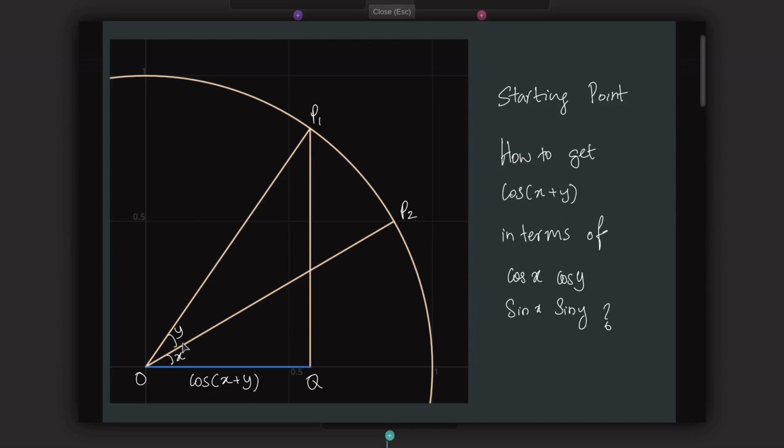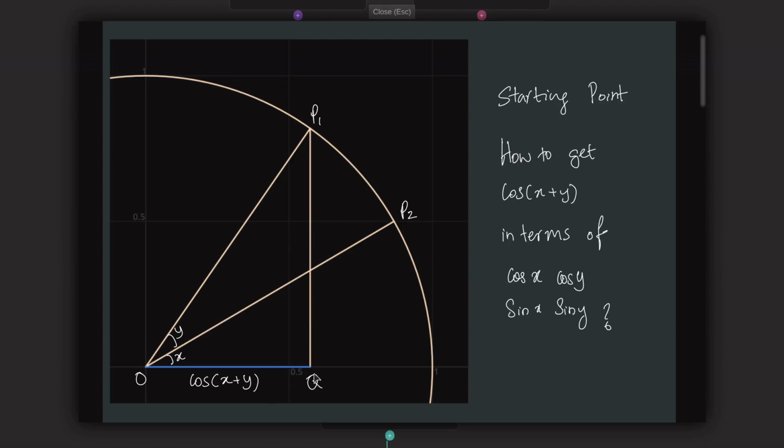And then we are adding another angle y. So this total angle is x plus y, and this P1 corresponds to x plus y. That's why the x coordinate of that, if you drop a perpendicular from P1 onto the x-axis, you get the x coordinate, which is cos(x plus y).